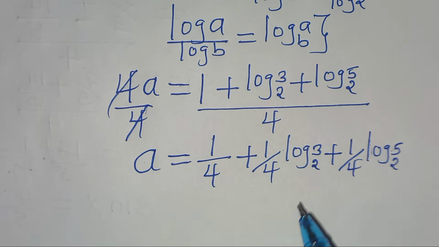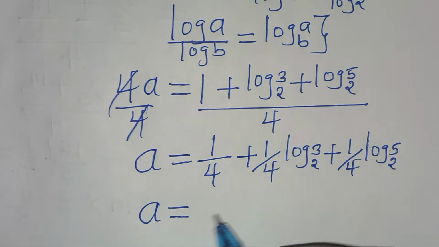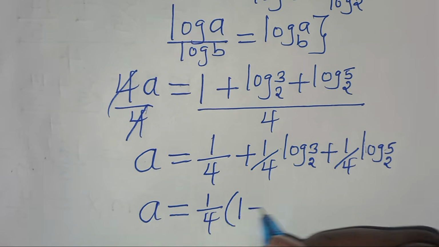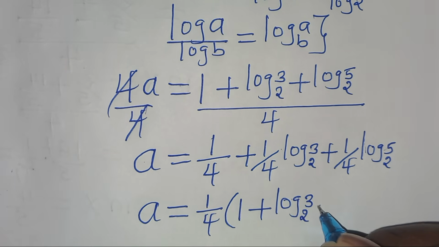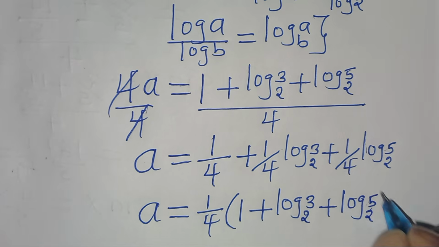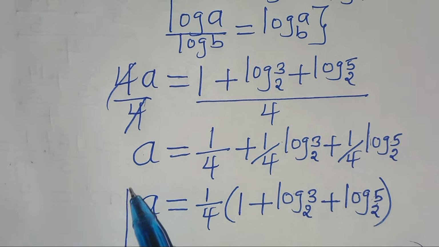Now since we have 1 over 4 common here, we can factor out 1 over 4, so that we have 1 over 4 into the parentheses: 1 plus log 3 to base 2, then plus log 5 to base 2. So this is the value of a.